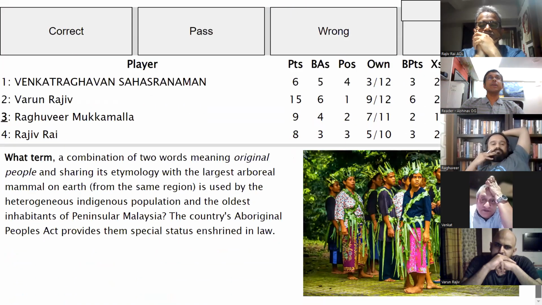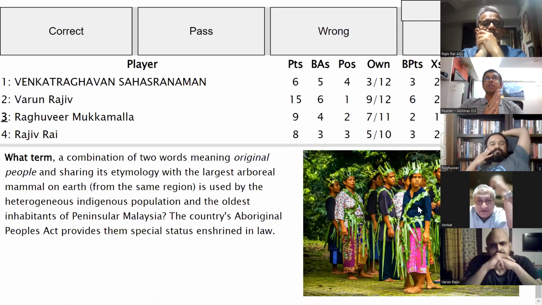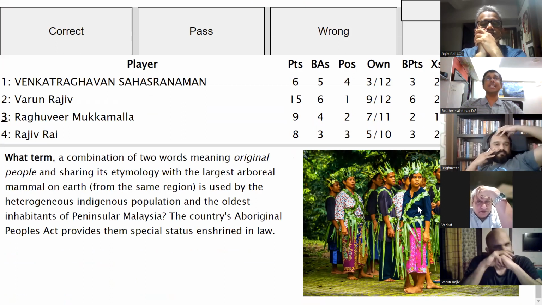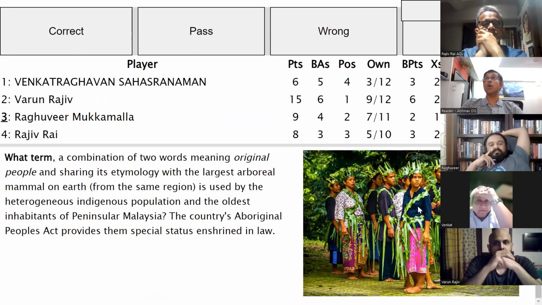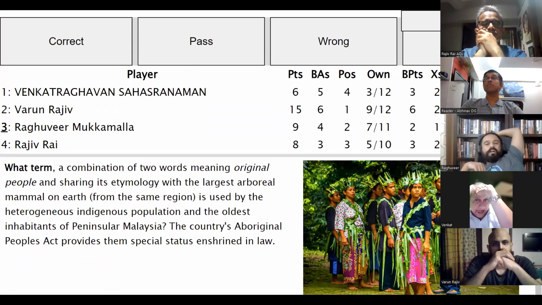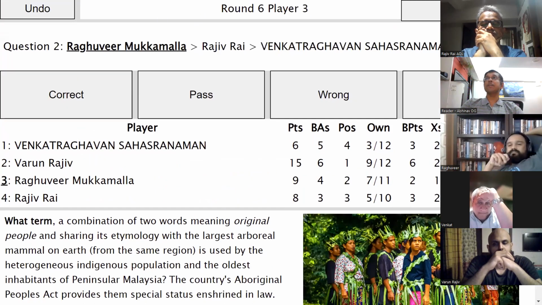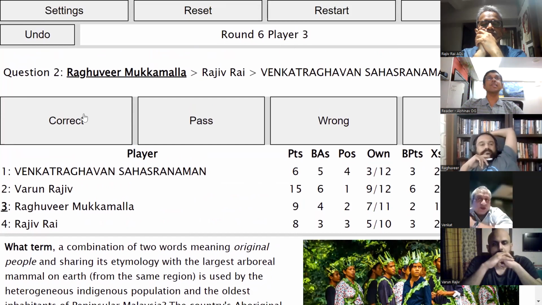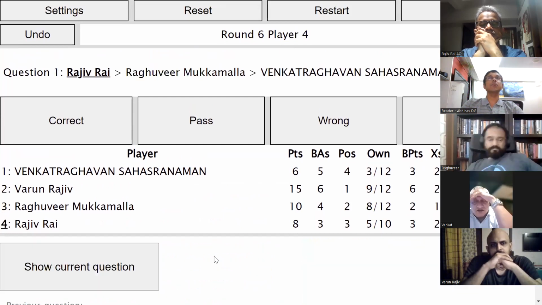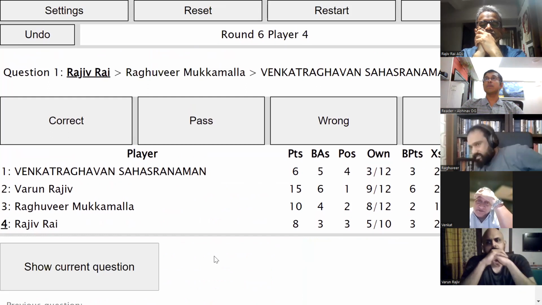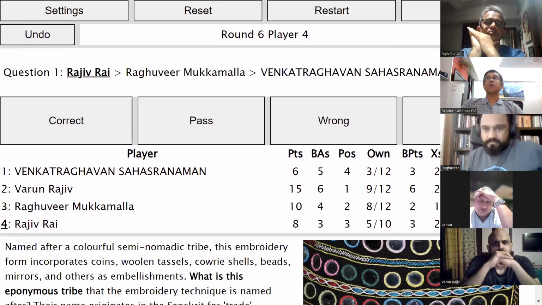Raghuveer? What term, a combination of two words meaning original people and sharing its etymology with the largest arboreal mammal on Earth from the same region, is used by the heterogeneous indigenous population and the oldest inhabitants of peninsular Malaysia? The country's Aboriginal Peoples Act provides them special status enshrined in law. Orang Asli. Perfect answer. Very, very nice. Orang Asli is correct. Asli being original and Orang, I think, forest.